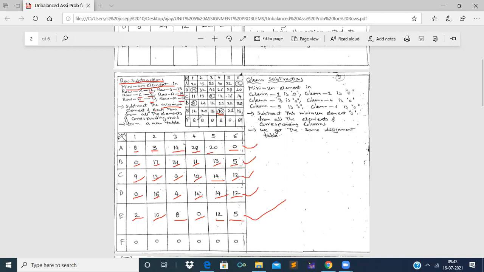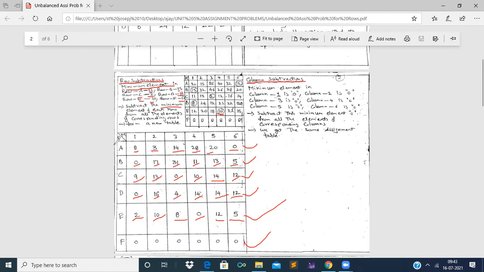And in the sixth row, see here, all the elements are zeros. Therefore, the minimum element is 0. If we subtract 0 from all zeros, we get again a 0 row. That is what we have done here. We have performed all row subtractions. Now, let us proceed further for column subtractions.